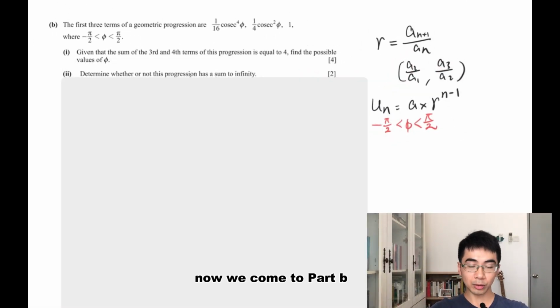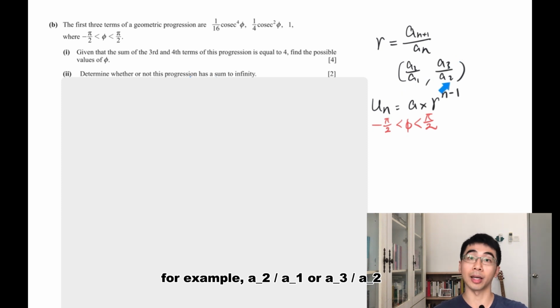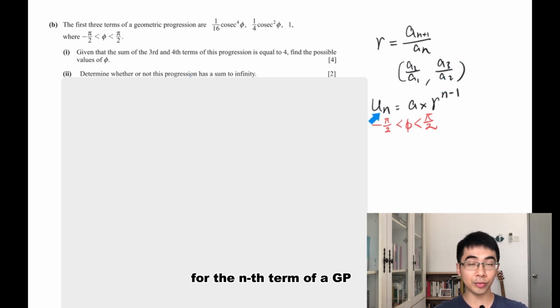Now we come to part B. We need to find something about a geometric progression, GP. So let's recall some formulas about them. The common ratio is equal to a_(n+1) divided by a_n, for example a2 divided by a1 or a3 divided by a2. And the nth term of a GP is equal to a, the first term, times the common ratio r to the power n minus 1. Remember, it's the n minus 1 power, not just n.